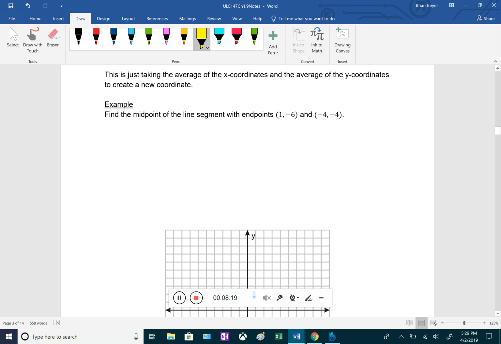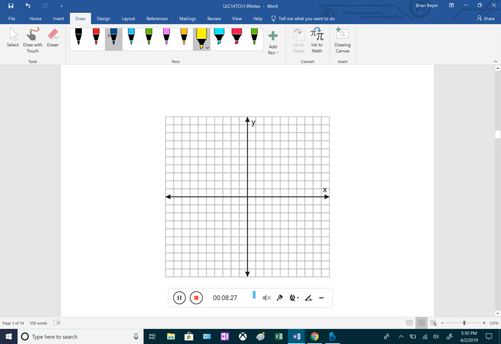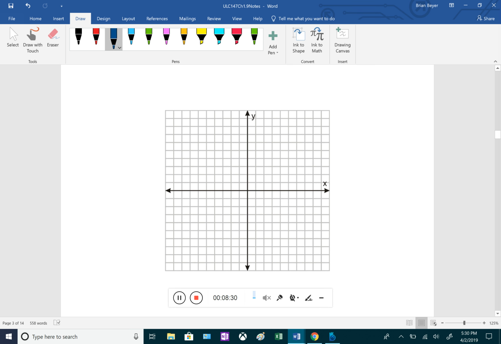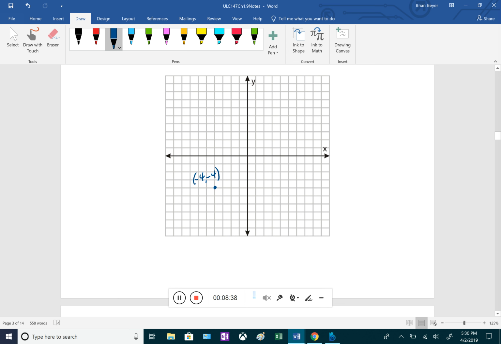Okay, so let's do this example. Let's find the midpoint of the line segment connecting 1, -6 and -4, -4. So once again, let's plot it down here so we get an idea of what we're doing. So -4, -4 is right here in quadrant 3. 1, -6 is right here in quadrant 4. And we connect them. And it looks something like that.